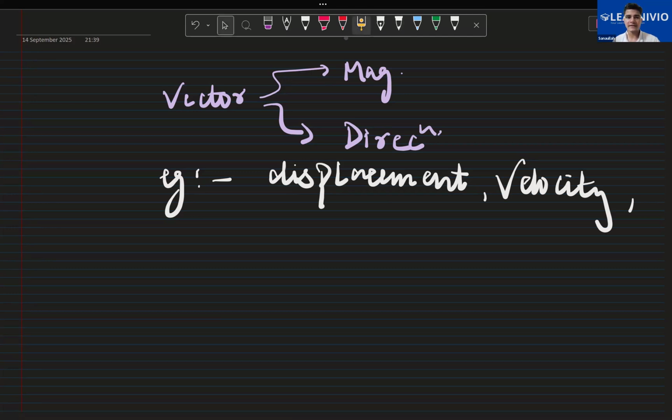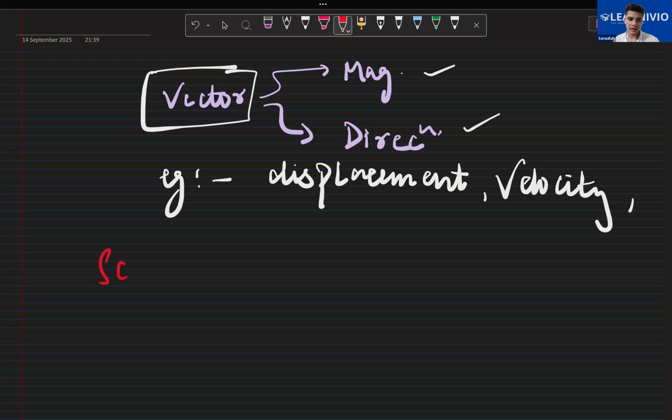Okay, just leave it. So vector is basically a quantity that has both magnitude as well as direction. We have two types of quantities: one is a scalar and one is a vector. A scalar is a quantity that has only magnitude. Have you seen someone saying 40 minutes in the x-axis and 40 minutes in the y-axis? No, because 40 minutes is a scalar quantity, time is a scalar.